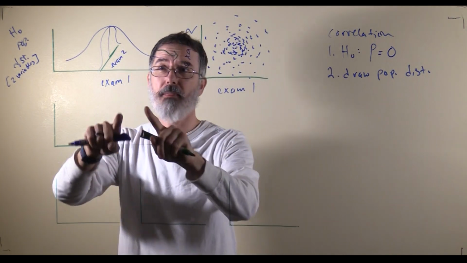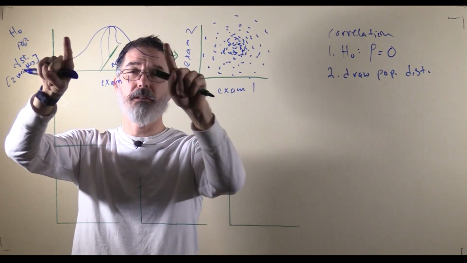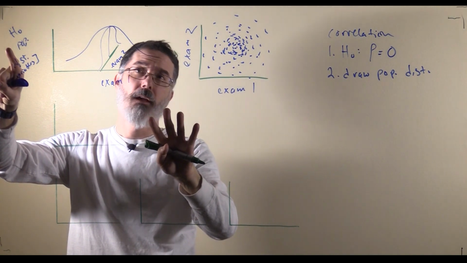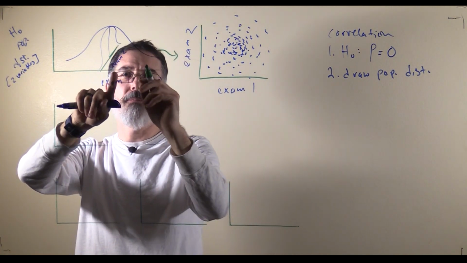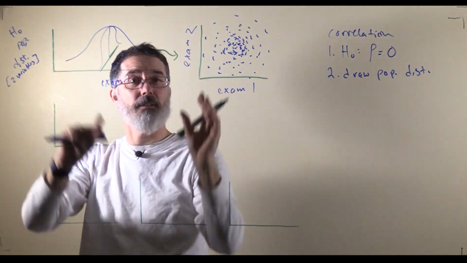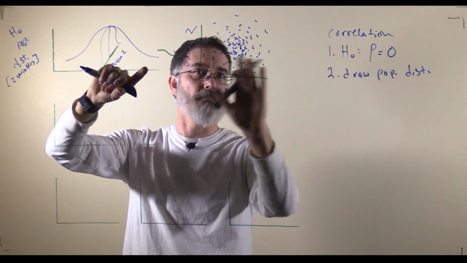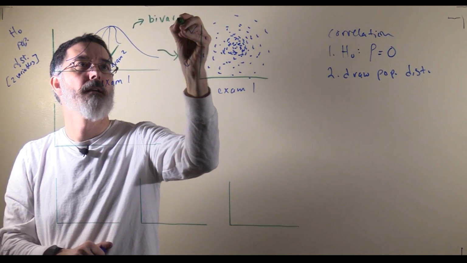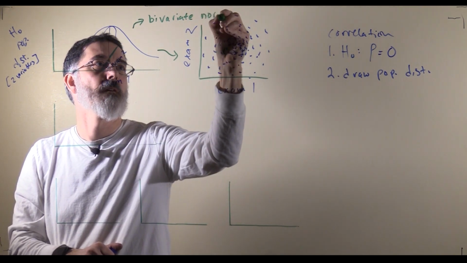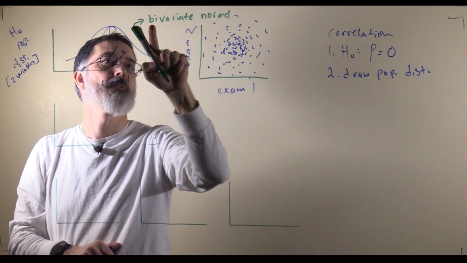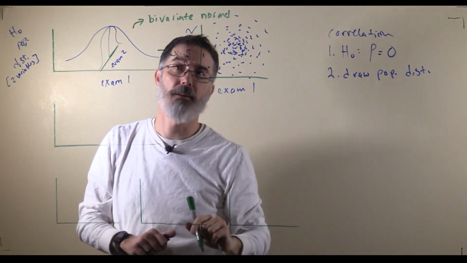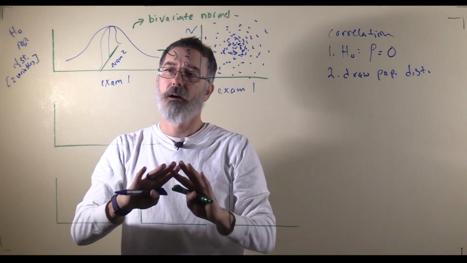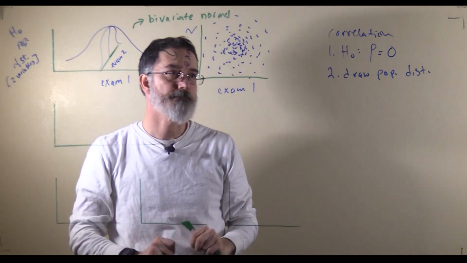And I wanted to point out that both exam 1 and exam 2 at the population level, we're assuming they're both normally distributed. And actually that for each variable, at every value of the other one, they're also normally distributed. Right, so these are both normally distributed here, and that's called bivariate normal. That just means that the 2 variables are both normally distributed. So it's a bivariate normal population distribution that our correlation is assuming is the case.